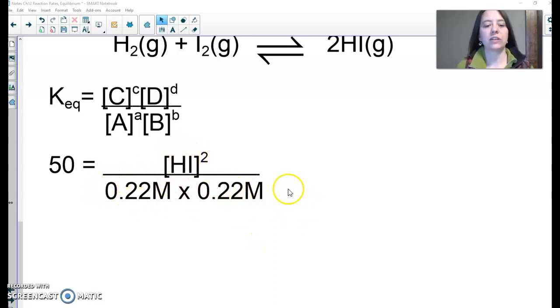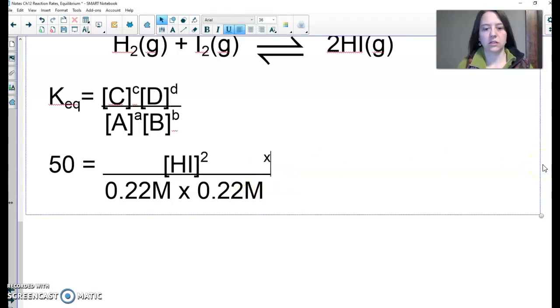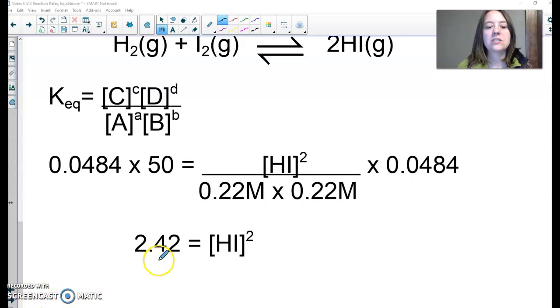The first thing we have to do is get rid of this. And 0.22 times 0.22 is 0.084. And whatever we do on one side, we're going to have to do on the other. So I have subbed in my numbers. As you can see, I took 0.084 and multiplied it by each side. And then we know that those are the same number, so they're going to cancel out. And then 0.084 times 50 is 2.42. And then I'm left with the concentration of hydrogen iodide squared.